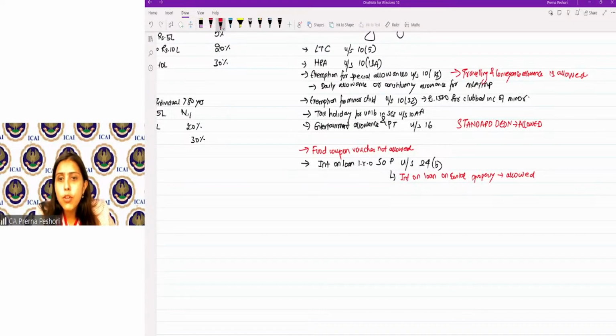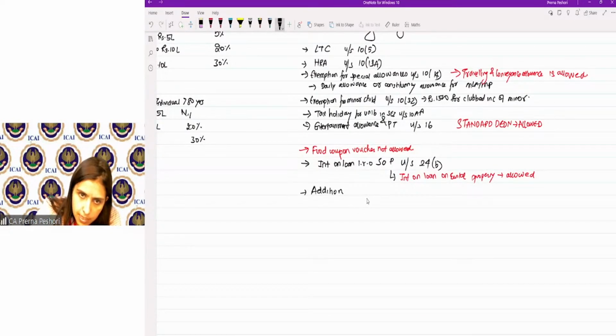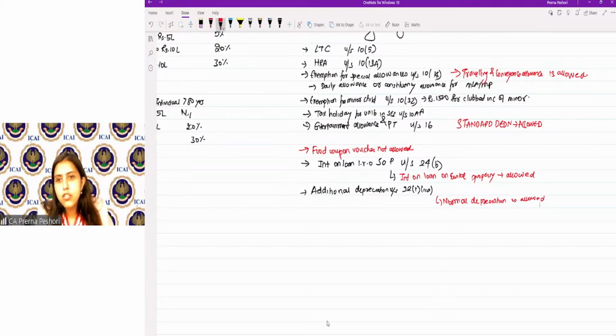Next one. Now moving to the PGBP. What is not allowed? Additional depreciation under section 32(1)(iia). Meaning, normal depreciation is allowed. Additional depreciation is not allowed. Normal depreciation you can claim. Only that 20% additional depreciation we cannot claim.